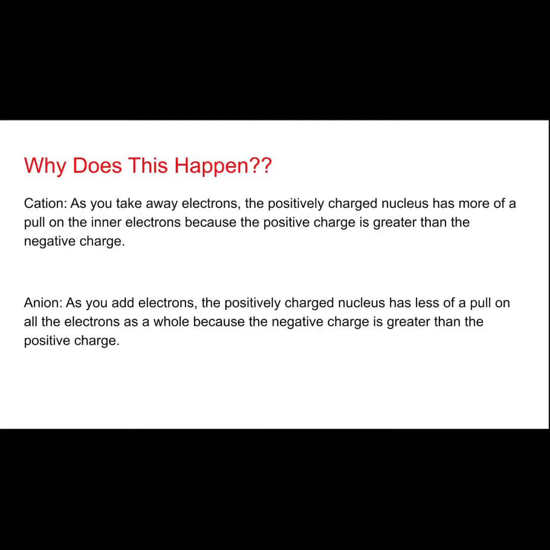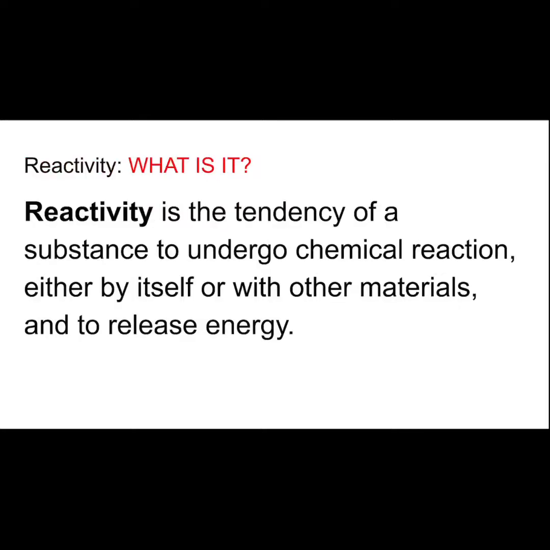Why does this happen? Cations, as you take away electrons, the positive charge of the nucleus has more of a pull on those inner electrons. This is very similar to the atomic radius. Anions, same thing. If you're adding electrons, the nucleus has less of a pull on them, so it's going to be a little bit bigger.